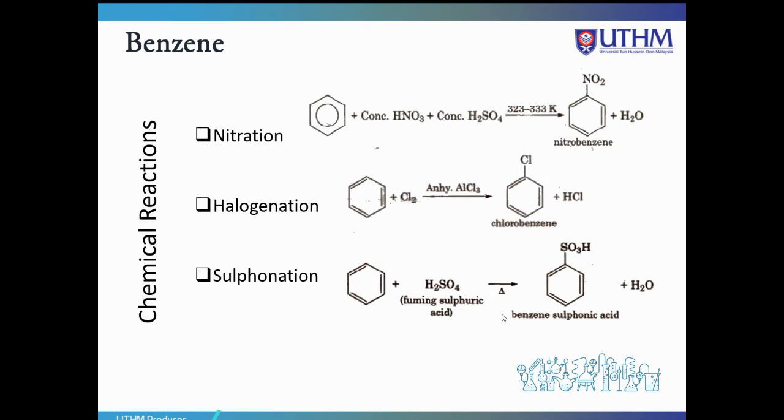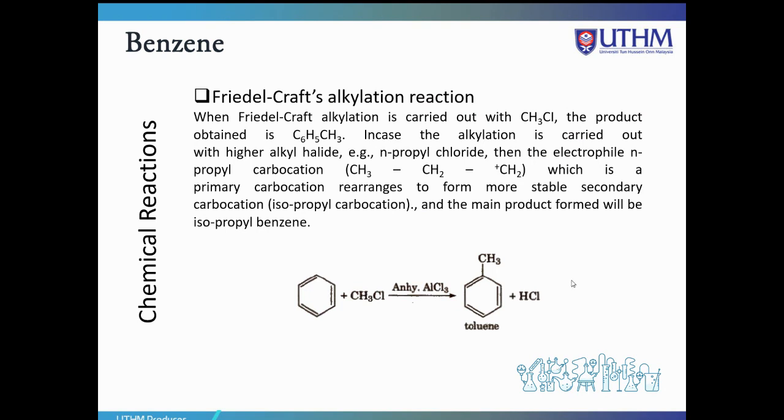Chemical reaction of benzene. Benzene undergoes the following chemical reactions. Nitration: benzene reacts with concentrated nitric acid and concentrated sulfuric acid at a temperature of 323 to 333 Kelvin to produce nitrobenzene. In halogenation, benzene reacts with chlorine to produce chlorobenzene. In sulfonation, benzene reacts with fuming sulfuric acid to produce benzene sulfonic acid, and the byproduct is water.